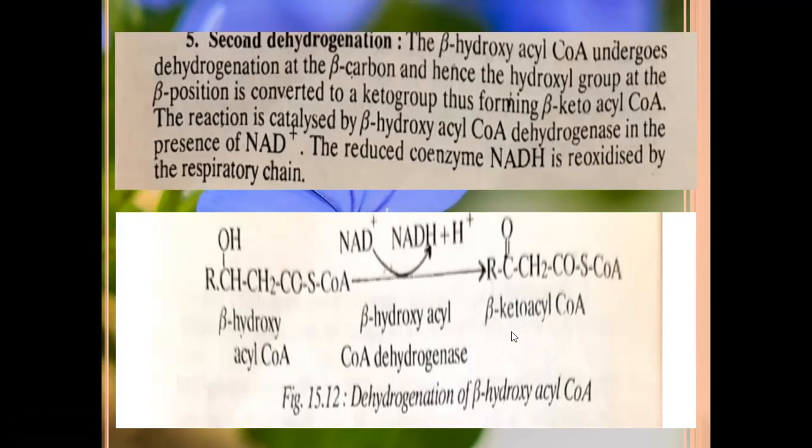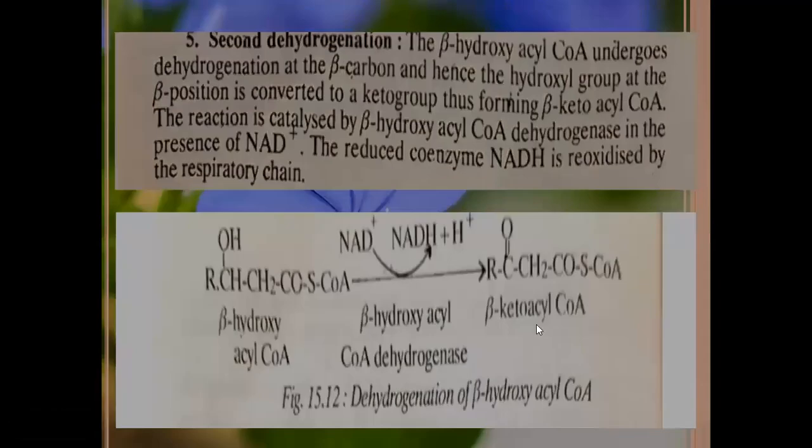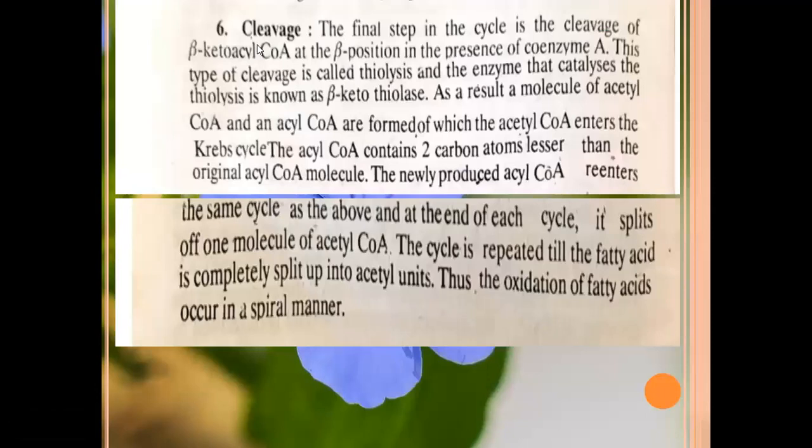Finally, the beta keto acyl coenzyme A is involved in the final step, that is the cleavage reaction. The final step in this cycle is the cleavage of beta keto acyl coenzyme A at the beta position in the presence of coenzyme A. This type of cleavage is called thiolysis, and the enzyme that catalyzes thiolysis is known as beta ketothiolase.